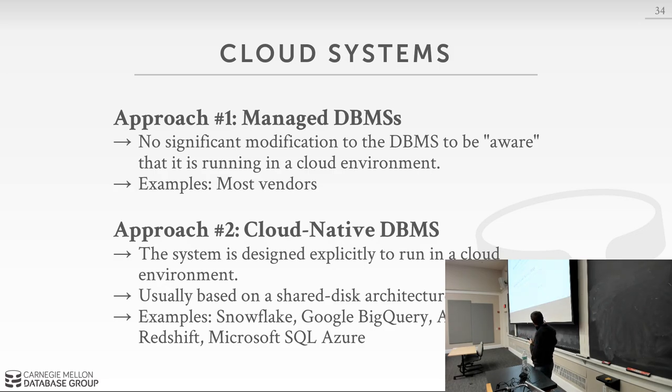Now contrast this with what I'll call cloud native database systems. These are systems that are designed from the ground up to explicitly run in a cloud environment, right? With elastic scalability in the compute layer and elastic scalability in the storage layer. So probably the most famous one is Snowflake. Snowflake is a distributed analytical data warehouse system that, again, was originally designed from the onset to run in a cloud environment. And you can't download the software and run it locally.